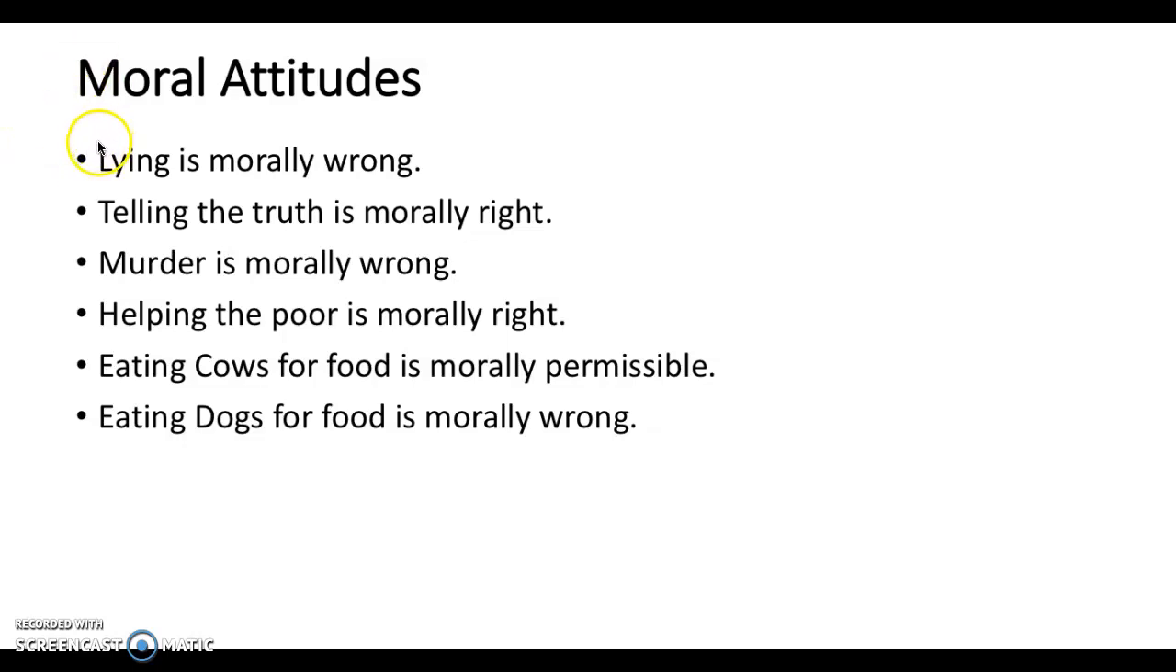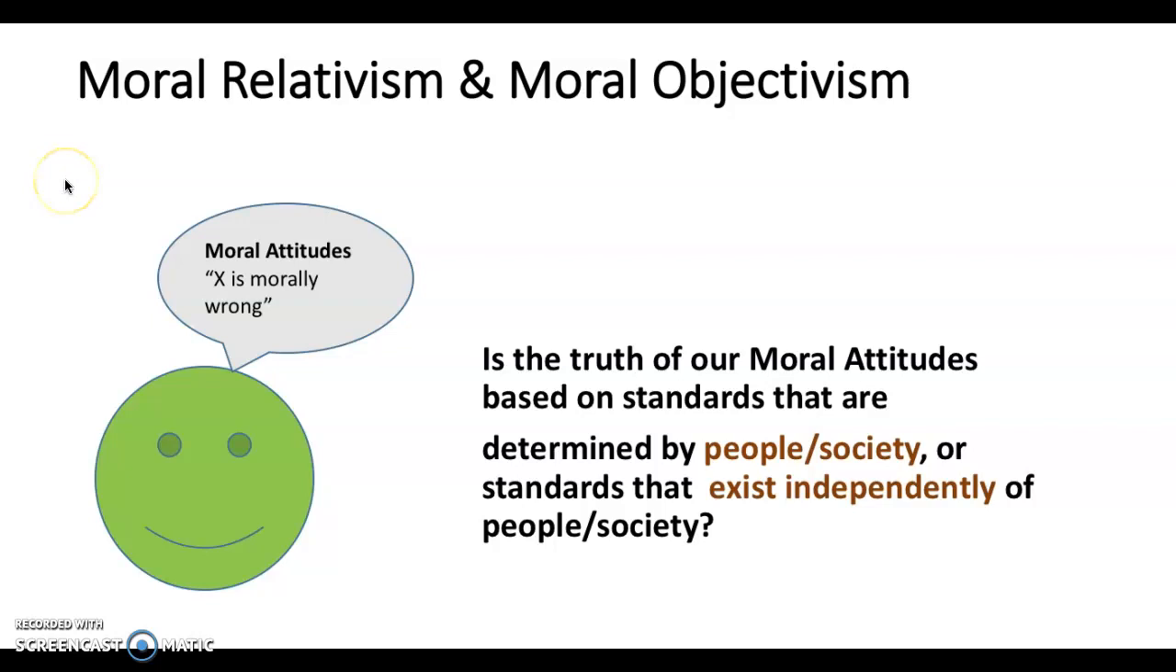So the question that we want to ask is, in virtue of what are these moral attitudes true or false? What is it that makes our belief that murder is wrong true, for example? Well, there are two approaches, or frameworks, that we could think of. One way of thinking about this is that the truth of our moral attitudes is determined solely by what people or society agree upon. So if you live in a society that says that murder is morally wrong, that's what makes your belief that murder is morally wrong true.